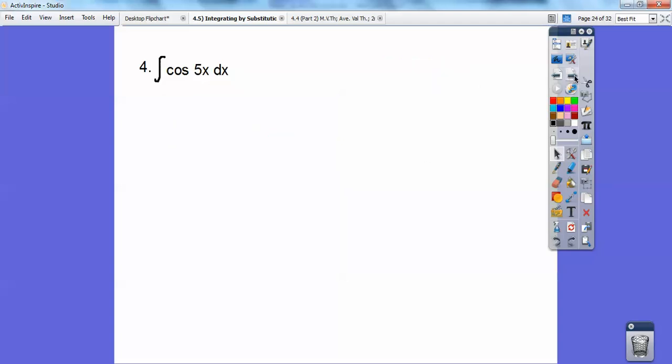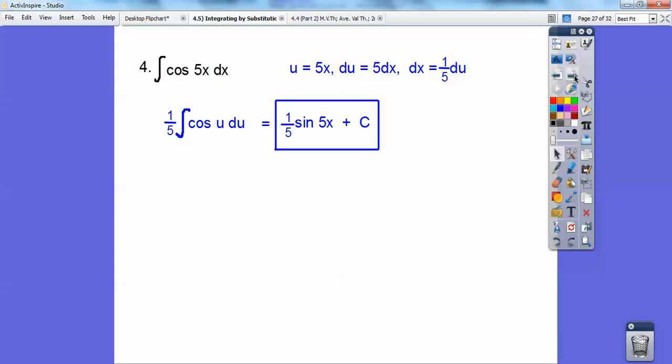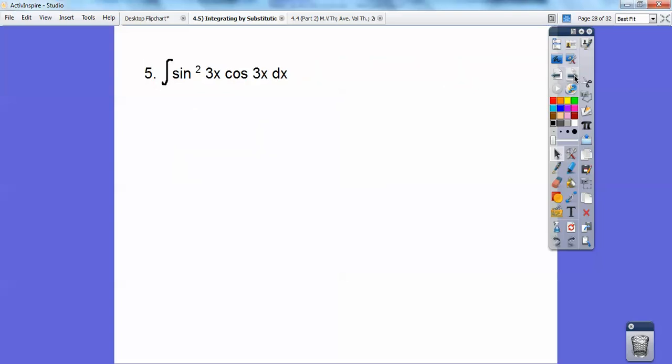All right, so this guy right here, I'm going to let u be the 5x. So du is 5 dx. Okay, so dx is going to be 1/5 du. All right, so the 1/5 is going to come out in front, and then the cosine of u, the integral of that is sine of that, so it becomes 1/5 sine of, now go ahead and put your u back in, 5x plus c.